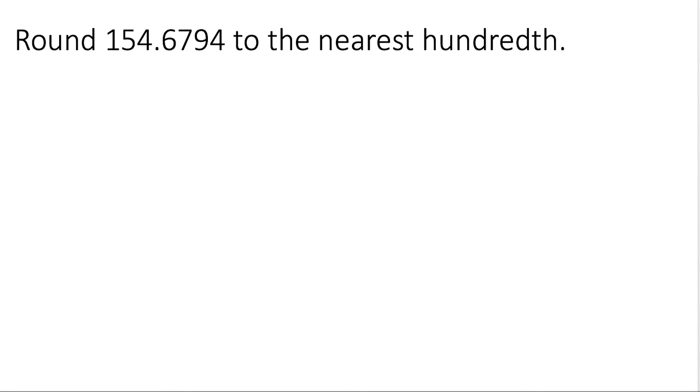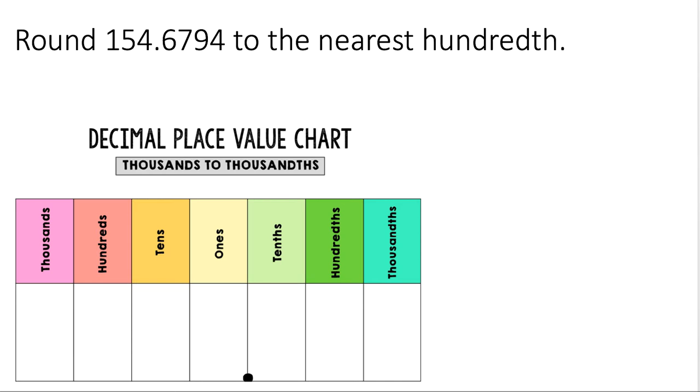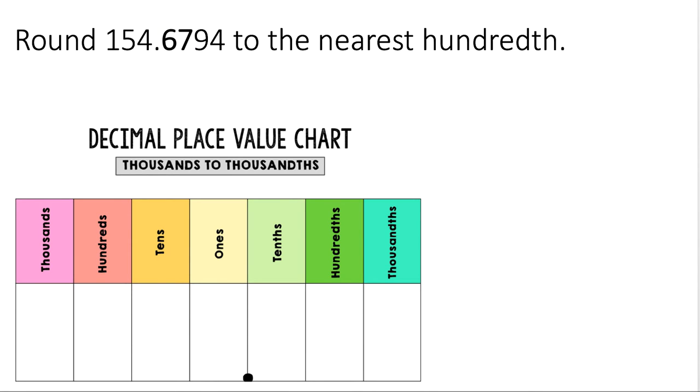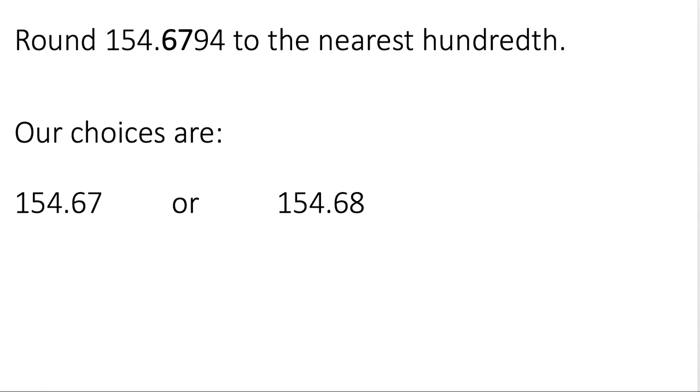First thing you have to know when rounding is you have to know your place values. And I just got this place value chart by doing a Google image search. We can see that the hundredths place is 2 digits to the right of the decimal. So the 7 is in the hundredths place. That means we only have two choices for rounding.